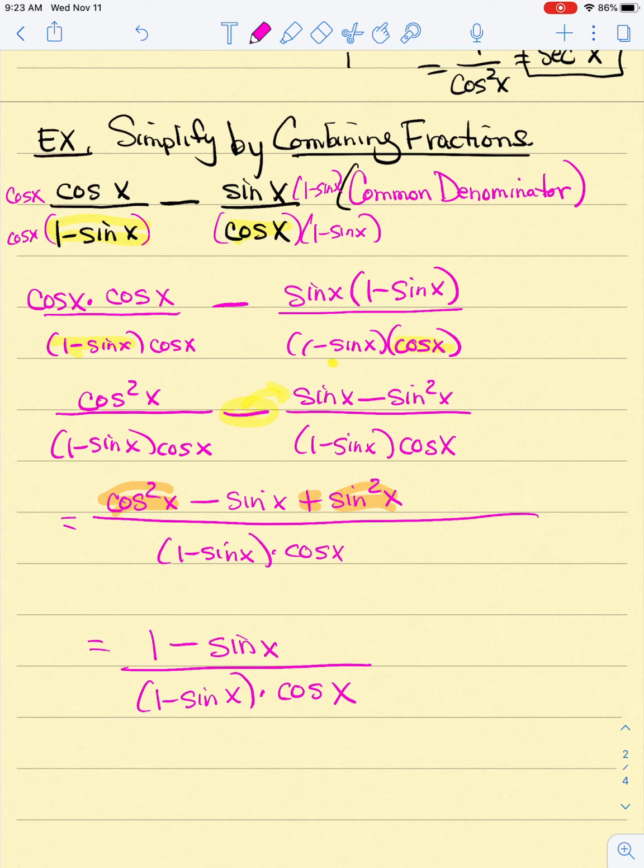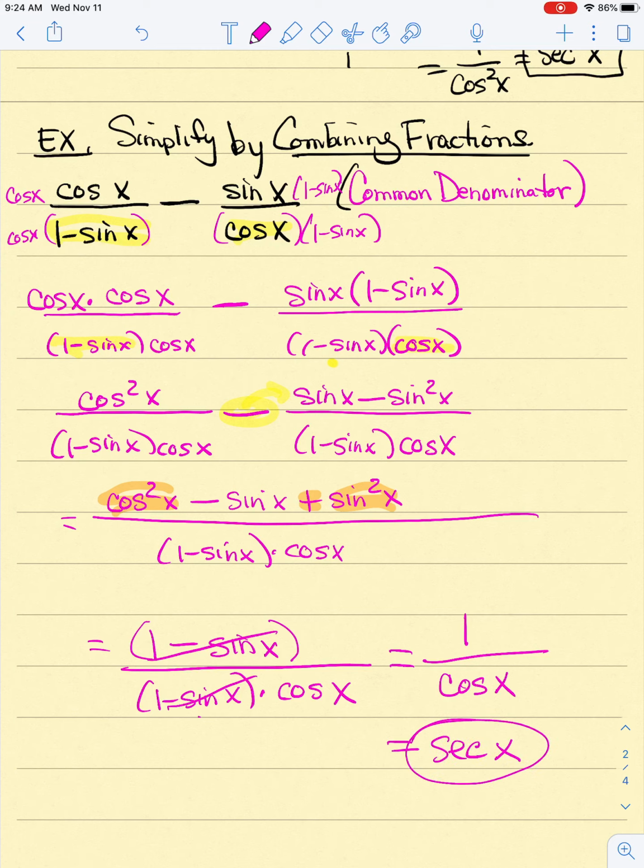Okay? Oh, but then look, how sweet is this? Now we match 1 minus sine x, 1 minus sine x. So we can cancel. Leaves a 1 on top, cosine x on the bottom. But 1 over cosine is, you're right, secant. And that's your final reduced answer. Okay? Those may be just a little tougher because, again, at the beginning, we have to get a common denominator. So you just got to be real careful with those and do them a little at a time.